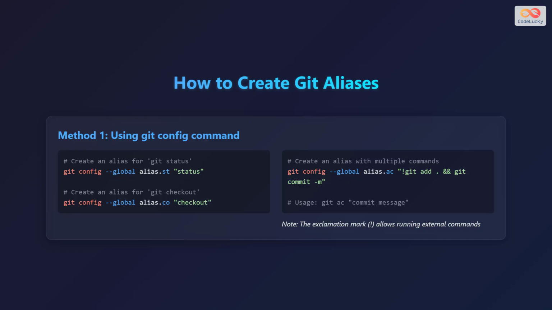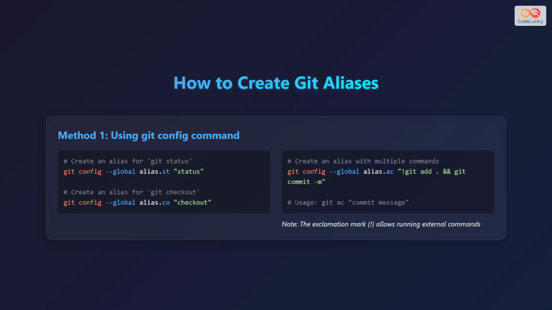There are a couple of methods to create Git aliases. The first method involves using the git config command. To create an alias for git status, you can use the command git config --global alias.st status. Similarly, to create an alias for git checkout, you would use git config --global alias.co checkout.